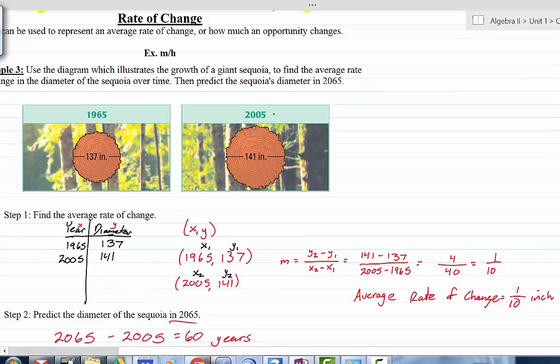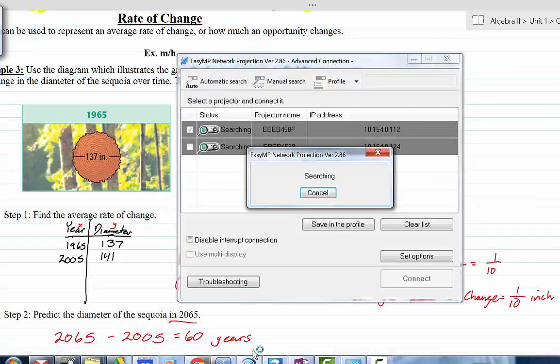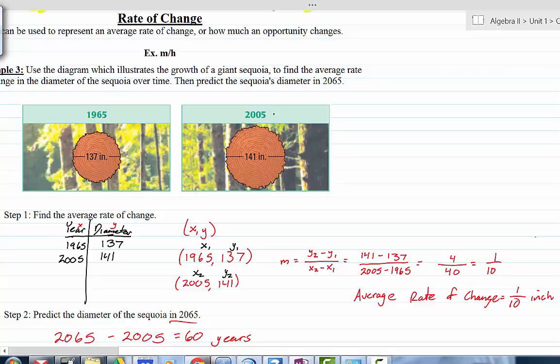Ultimately, I just wanted to get across slope. Hopefully, you guys remember slope, and this won't be as painful. We'll deal with it in class.